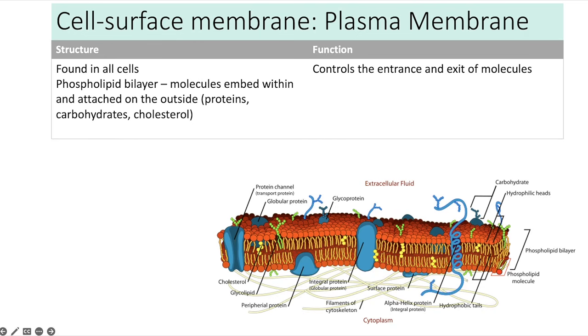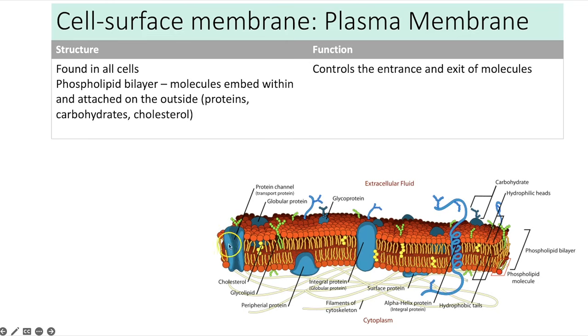Starting with the cell surface membrane. Cell surface membranes are found in all cells, and it's made up of this phospholipid bilayer, meaning you've got two layers of phospholipid, where you have the hydrophilic heads on the outside and the hydrophobic tails pointing inwards. You have molecules embedded within that as well, which are typically proteins and cholesterol.